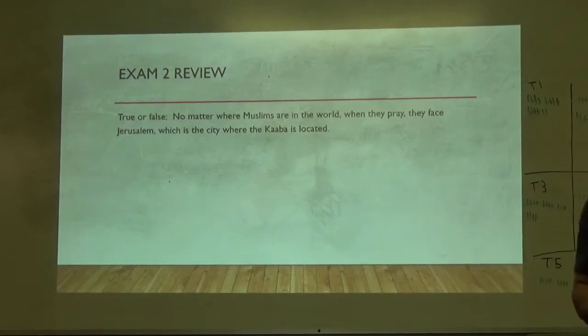I don't remember. True or false: no matter where Muslims are in the world when they pray, they face Jerusalem, which is the city where the Kaaba is located. I'm going to get that to the back row. It was close. True. False. False. They pray toward Mecca, not Jerusalem. Sorry, Mecca.